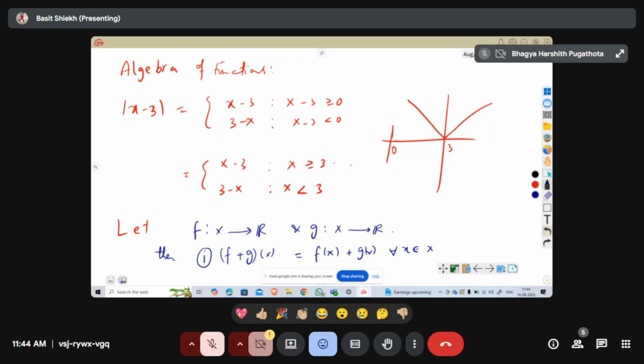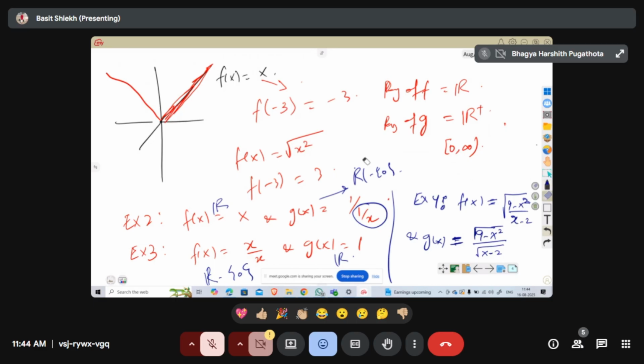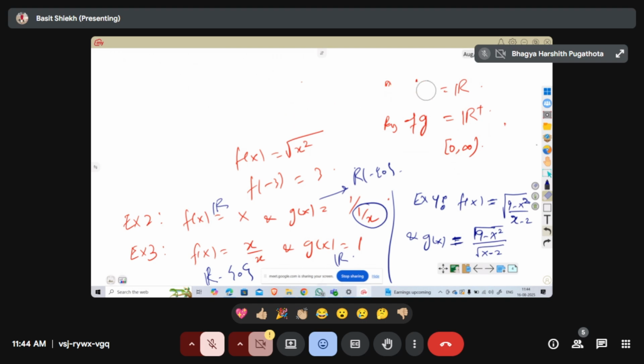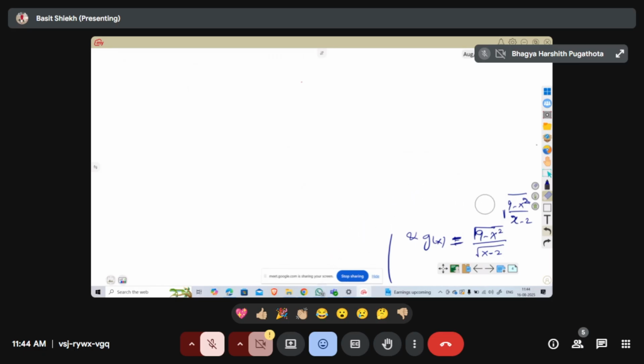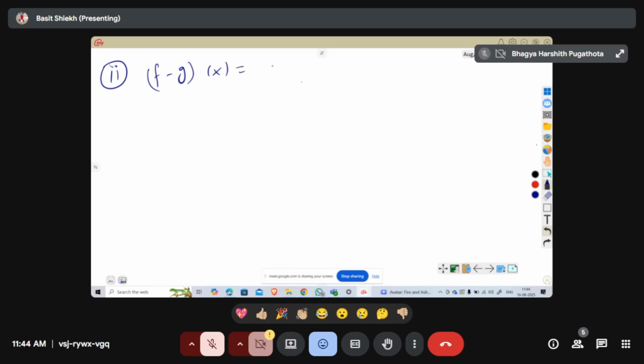Second, we have here the domain should definitely be equal. Then we can do this addition. Second, f minus g of x. How do we write it? f of x minus g of x for all x belongs to X.